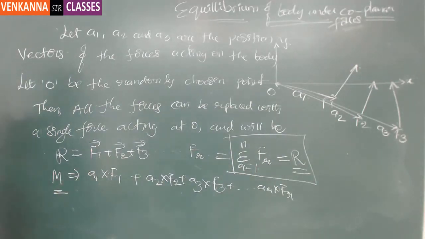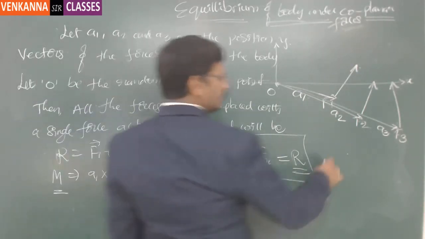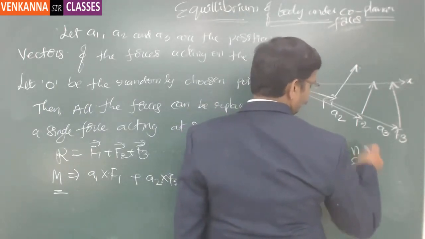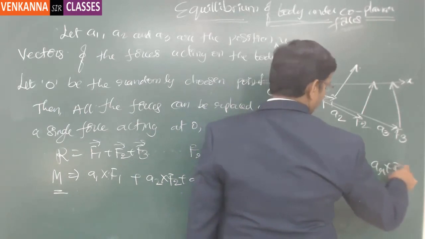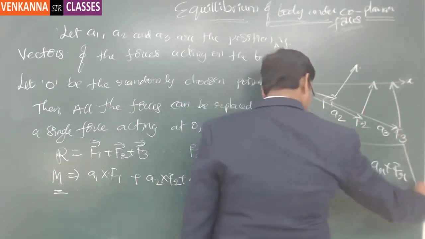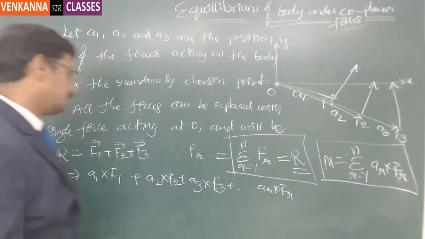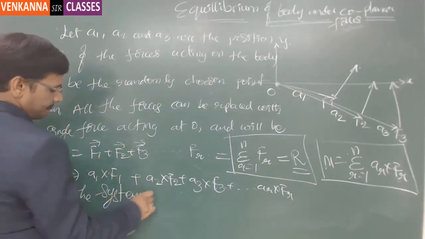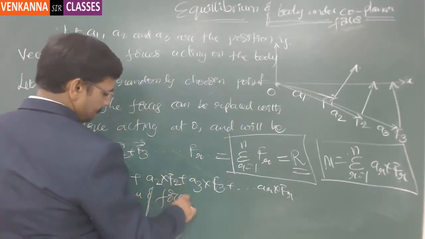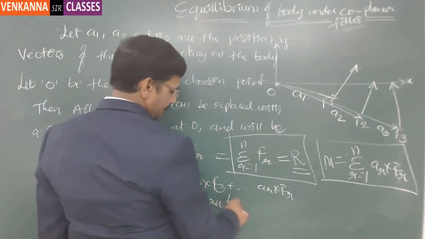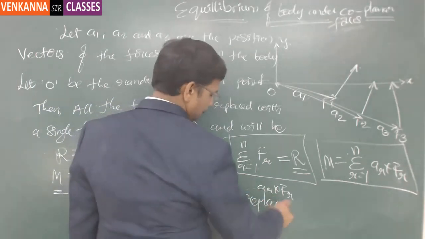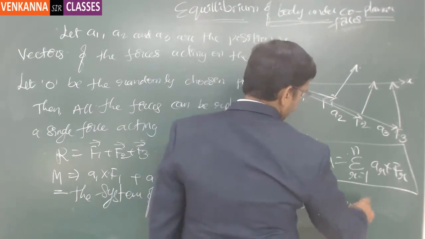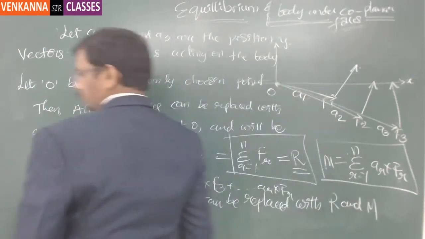In short form, you can write this as M is equal to sigma r equal to 1 to N of Ar cross Fr. So the system of forces can be replaced with R and M. You can note this down.